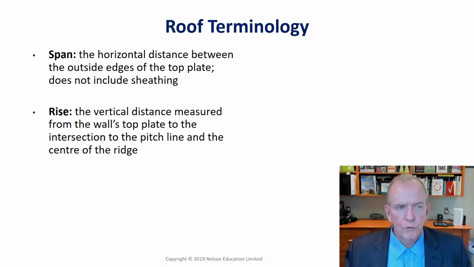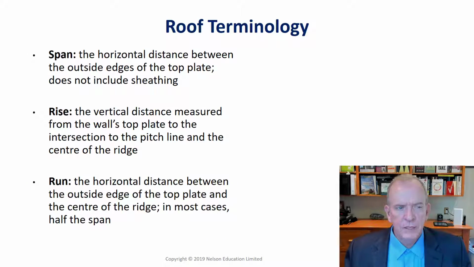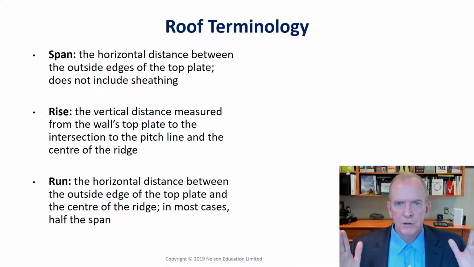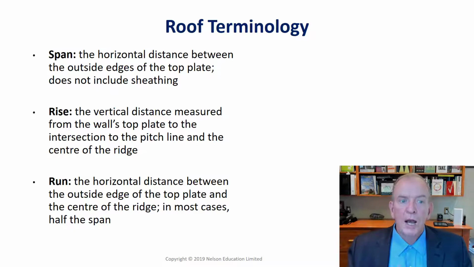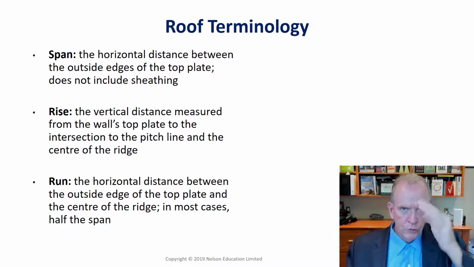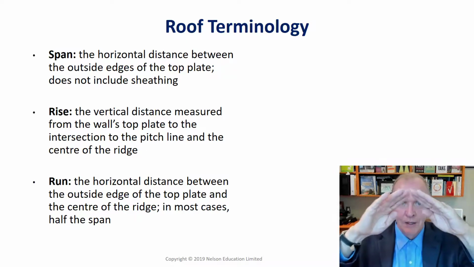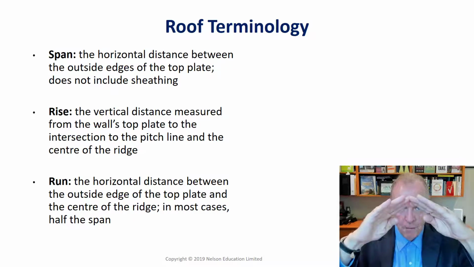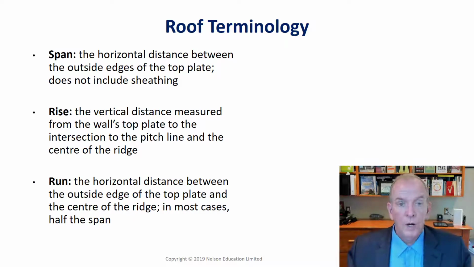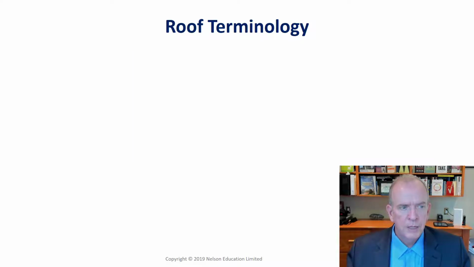So there's a bunch of roofing terminology I have on these slides. The span is from outside of frame wall to outside of frame wall. The rise is the vertical distance from the top of the wall to where the theoretical lines of the roof come up to a point. The run is half the span. And I'll explain this with an illustration because it's much more understandable that way.